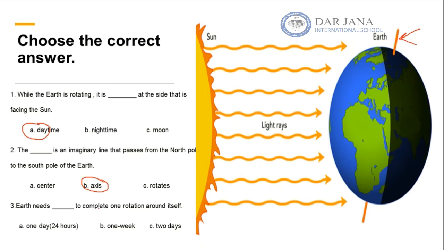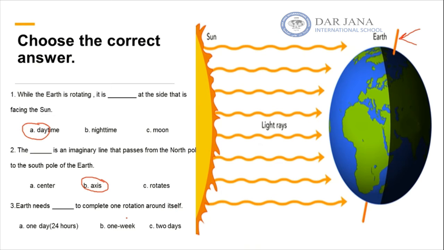Earth needs what to complete one rotation around itself? So to have a day, for example, today is Monday. For Monday to finish, we need one day to have Tuesday again. So this is for the Earth to rotate around itself. It needs one full day. And how many hours do we have in one day? We have 24 hours. So again, for the Earth to finish one rotation and to finish one day, for example, to finish Monday and to have a Tuesday, we need 24 hours.